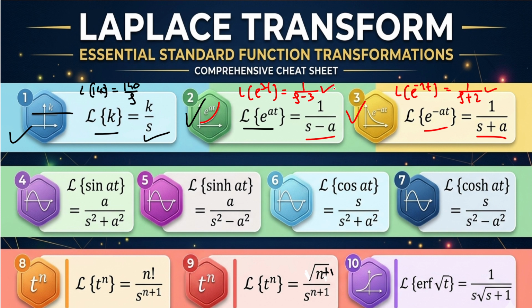Remember these formulas. Formula number 4, sin at. The graph of sine curve looks like this. So Laplace of sin at is a over s square plus a square, where a means any constant value.